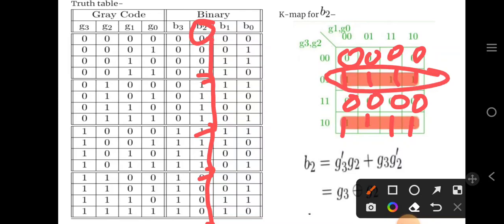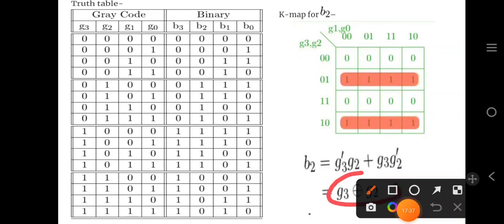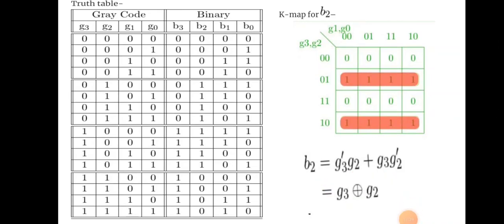Then make the groups, this one group and this one group. So if you write the equation for this group, it will be G3 bar G2, and if you write the equation for this, it will be G3 G2 bar. So this is nothing but G3 XOR G2. So this will be the final equation for B2.